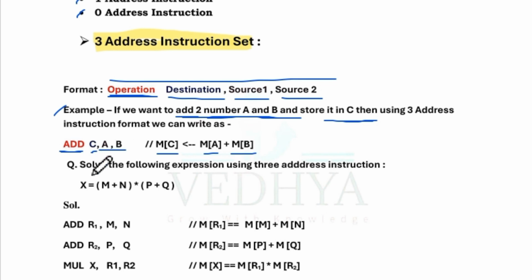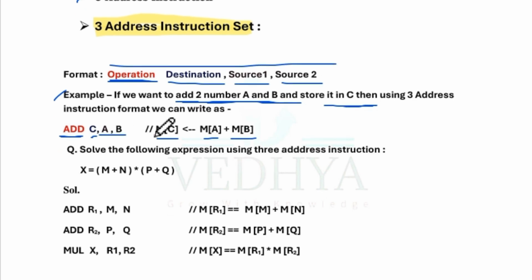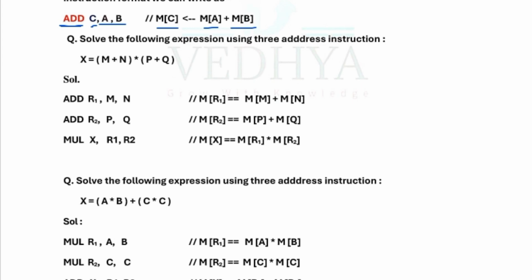So let's do another example using three address instruction. Here is given one problem: X equals M plus N star P plus Q. Star means multiply. So if we want to solve it, what do we have to do? We have to divide this problem into two sub problems, this sub problem and this sub problem. We simplify this one, then this one, and then multiply this and this one. Okay, so let us solve this problem.